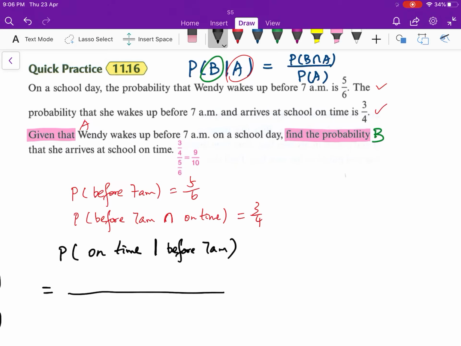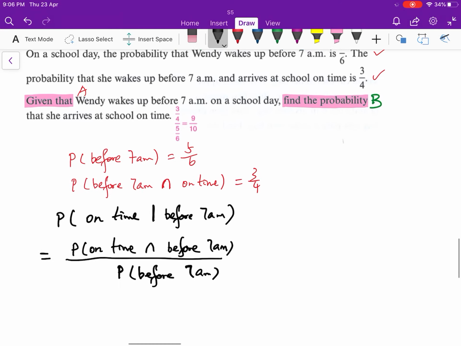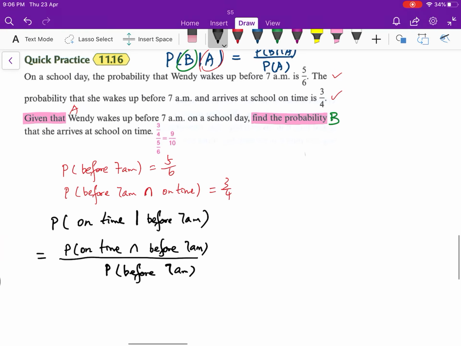Using our conditional probability formula, the numerator will be the probability of on time and before 7 a.m. Then the lower part, the denominator, will be the probability of before 7 a.m. Can you see that? Very easy, just use the formula and put all the data in.